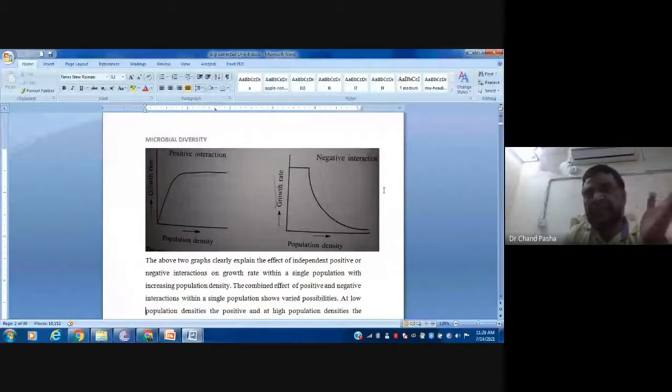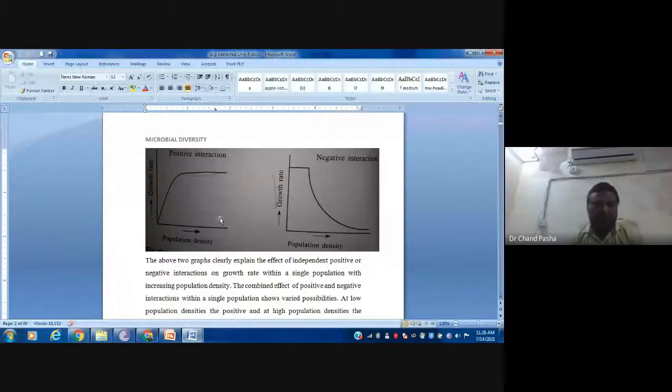In the beginning stage of batch cultivation, what happens? Hydrolytic enzymes, amylase and protease, are produced by the microorganisms, and they release them into the medium. So they digest the media, and this digested food will be consumed by the other bacteria also. So this is the positive correlation.